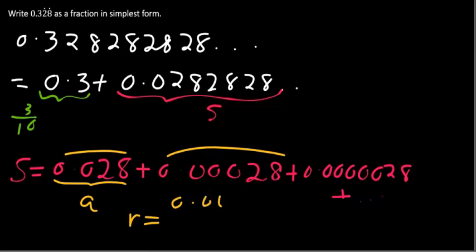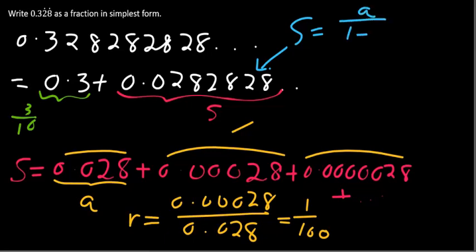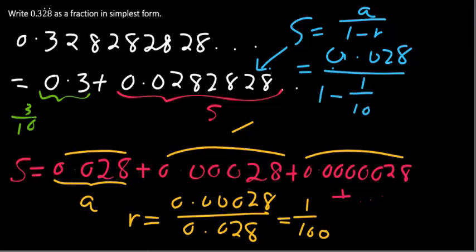So 0.00028 over 0.028. And that will be 1 over 100. You can convince yourself that if you take term number 3 over term number 2, you will get the same common ratio. So what that means is the second part, S, can be exactly calculated using the formula a over 1 minus r. So a is the first term, 0.028 over 1 minus r. r is 1 over 100.